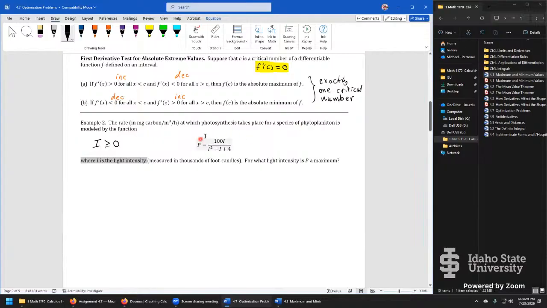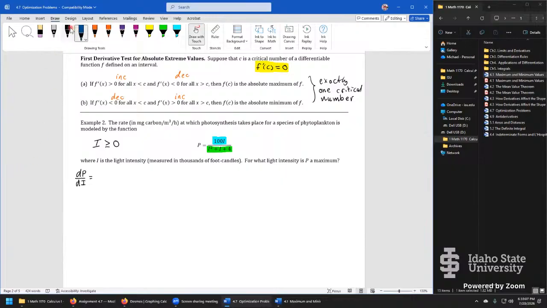So P for photosynthesis, I for light intensity. I is the independent variable, so think of it like a variable x if you were to differentiate. If you were to differentiate this, you can think of it in terms of the quotient rule, where that's the numerator, that's the denominator. And essentially, that's the first step on this. If we want to use the first derivative test to maximize something, we solve for the critical number. So that means we need the derivative. I'll do this one in Leibniz notation, dP/dI.